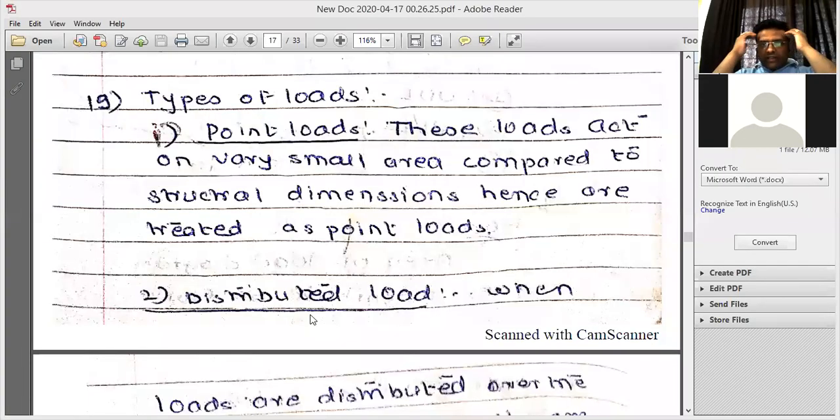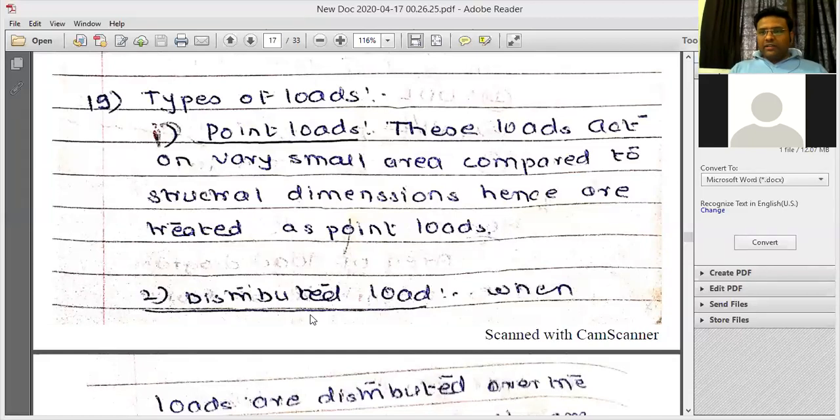And while drawing the FBD, you should convert all the UDL and UVL into point load. Now what is the meaning of conversion? Many a times even our faculty members teach that for UDL, whatever is written on the UDL, multiply it by the length and transfer it to a point load, right? Or if it is a triangle, take half into the base, multiply it by the length shown below, and convert it into a point load.